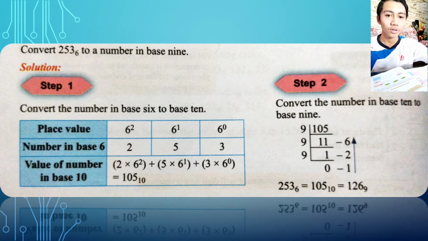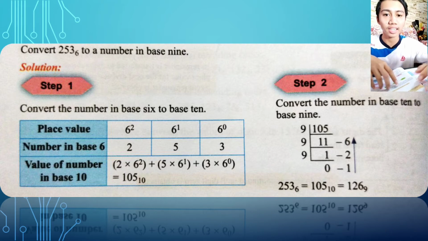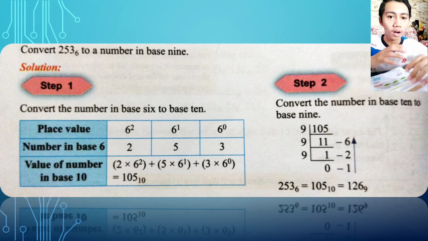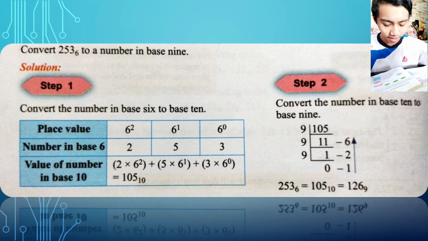Okay, so basically when you would like to convert any number, you must convert to the base 10 first. If you get the base 10, you can convert to any numbers. But if you are from different numbers, you must convert to base 10 first. Okay? You guys, I hope that you guys understand.